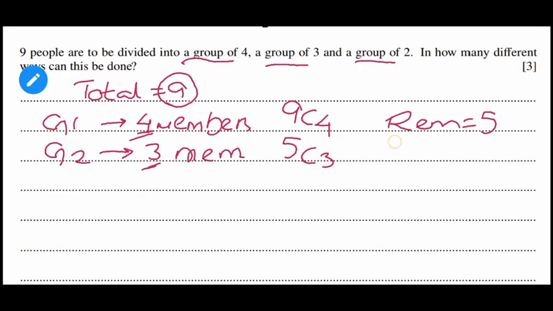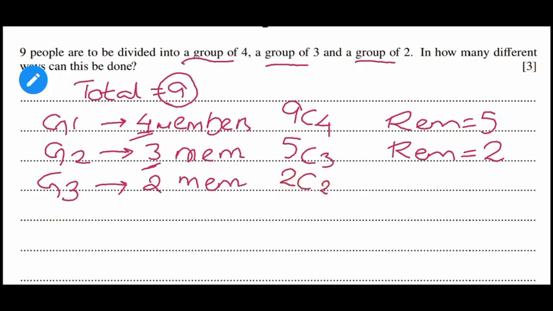Okay, so how many members are there remaining? Yes, there are 2 members. So out of 5, 3 members were chosen here, remaining 2. Now group 3 is to be made with 2 members. So there are 2 people remaining and 2 members to be chosen in 2C2 ways.